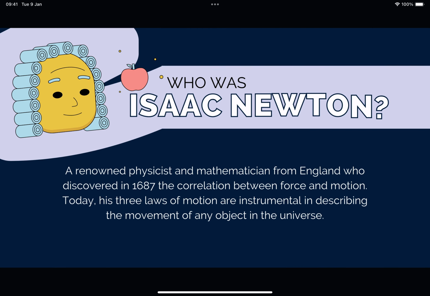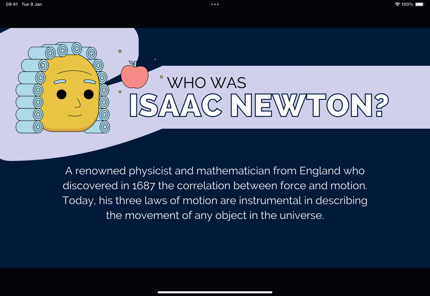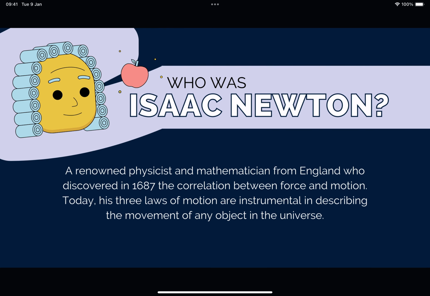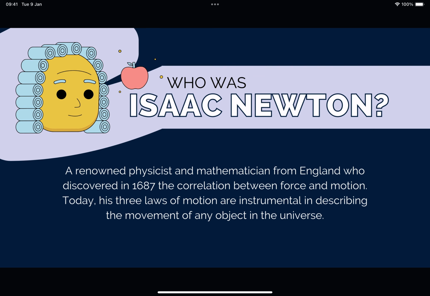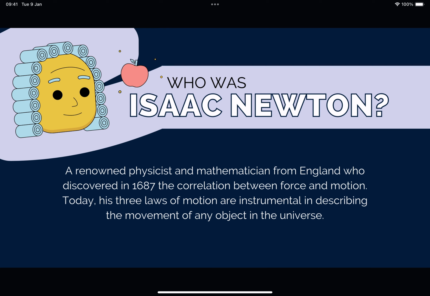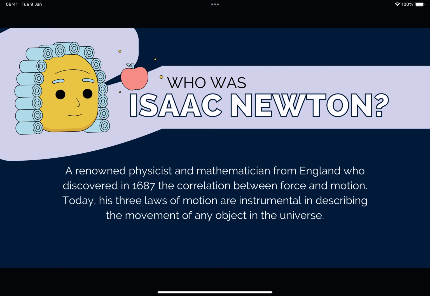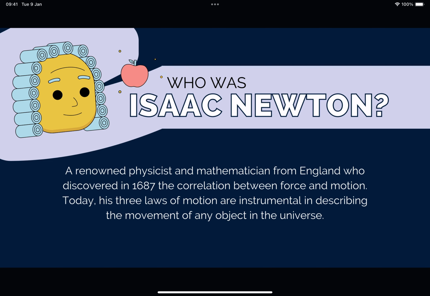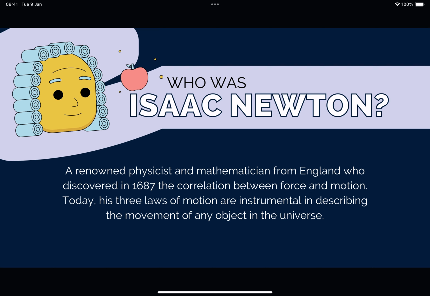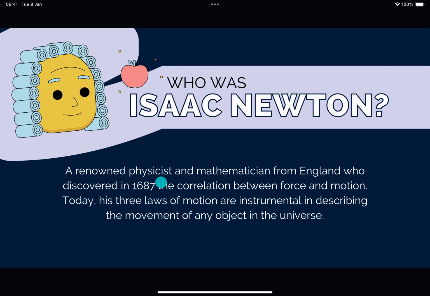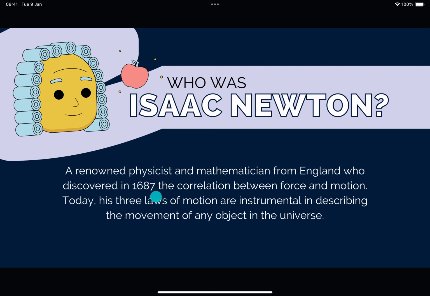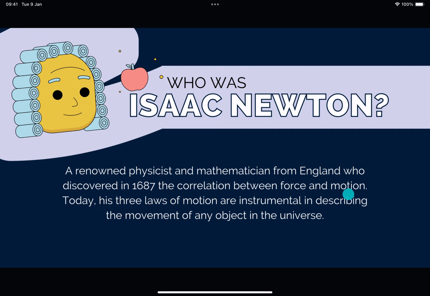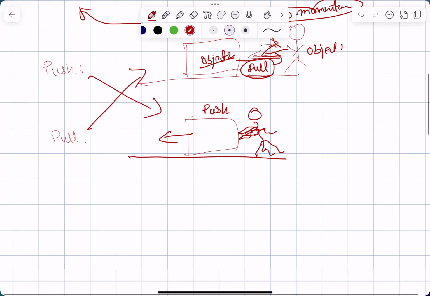Anyways, let's understand a very important concept and a very important scientist, Isaac Newton. I'm teaching you about him because we might have a question in general knowledge, but not in physics for sure. They will never ask who Isaac Newton is in physics. But we need to understand who he is, just to give him credit, because of him today we are learning Newton's laws of motion, and because of him we are able to analyze everything. He was a renowned physicist and mathematician from England. In 1687, he gave the correlation between force and motion.